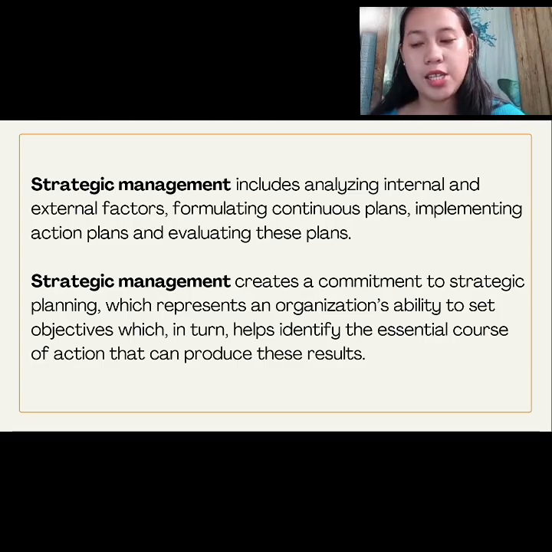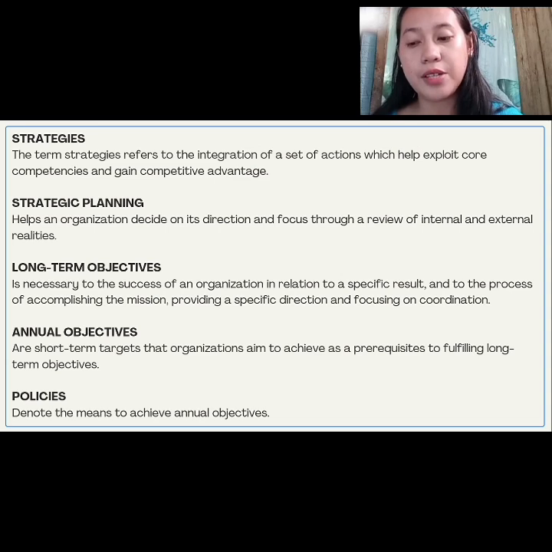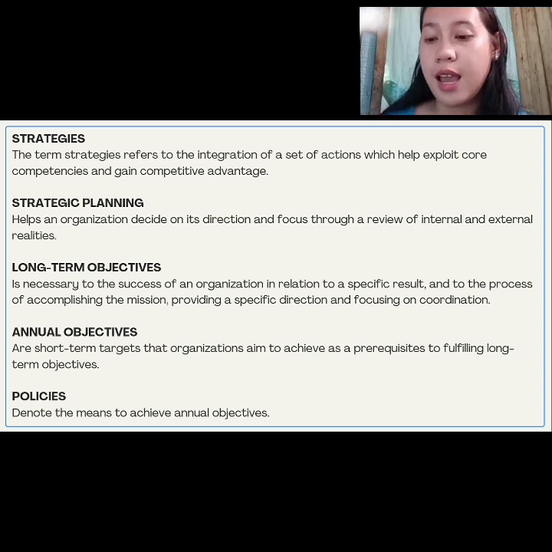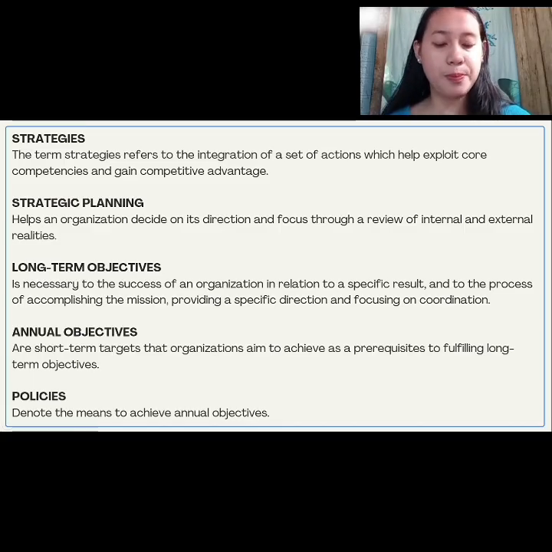So, strategies. What is strategy? Strategy is the term that refers to the integration of a set of actions which help exploit core competencies and gain competitive advantage. So, in short, strategy is an integrated set of actions to exploit core competencies and gain competitive advantage.